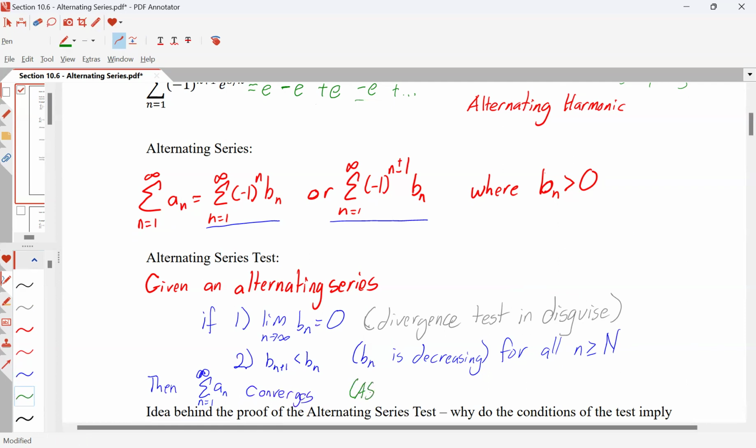Unfortunately, the alternating series test cannot prove divergence, and that's where we need to know this first line is the divergence test in disguise. Because if something's gonna fail, it's probably that first one. Doesn't mean the second one can't. We do still need to check the second. But if something's gonna fail, it's gonna be this divergence test in disguise, and that will tell us, go look at the divergence test. And we'll see that in an example.